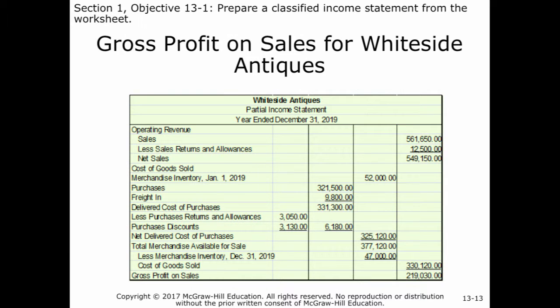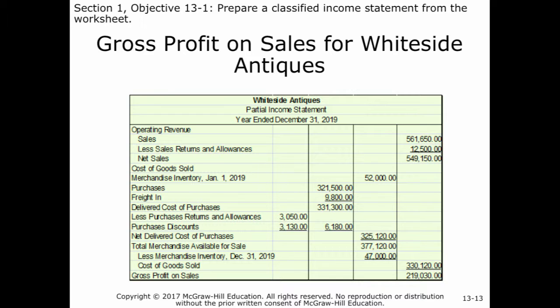So let's build on this multi-step income statement based on what was just discussed. Here we see, and it's still a partial income statement because we're not done, but here we see that we need to determine the operating revenue, which is the third section, in order to achieve our goal of finding out if we have a gross profit or a net loss. So we do this by taking the sales for the period and subtract the sales returns and allowances, and this will give you the net sales, which in this case is $549,150.